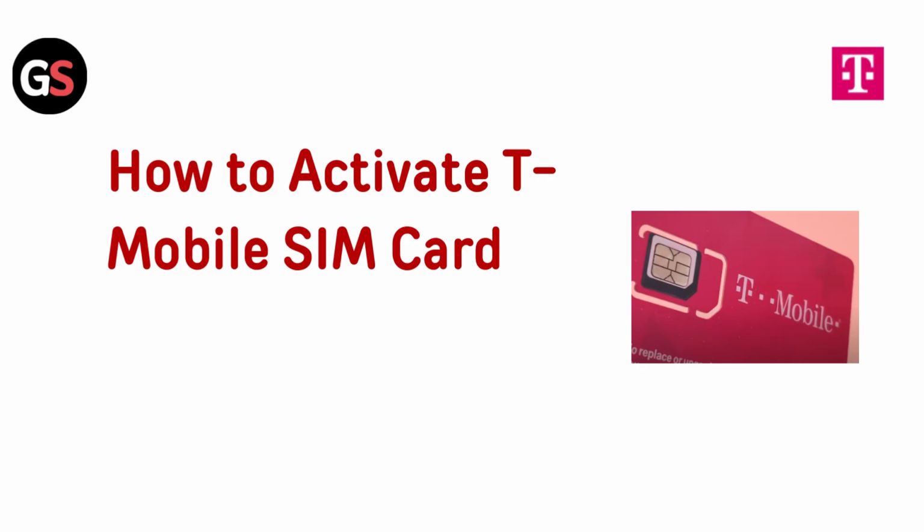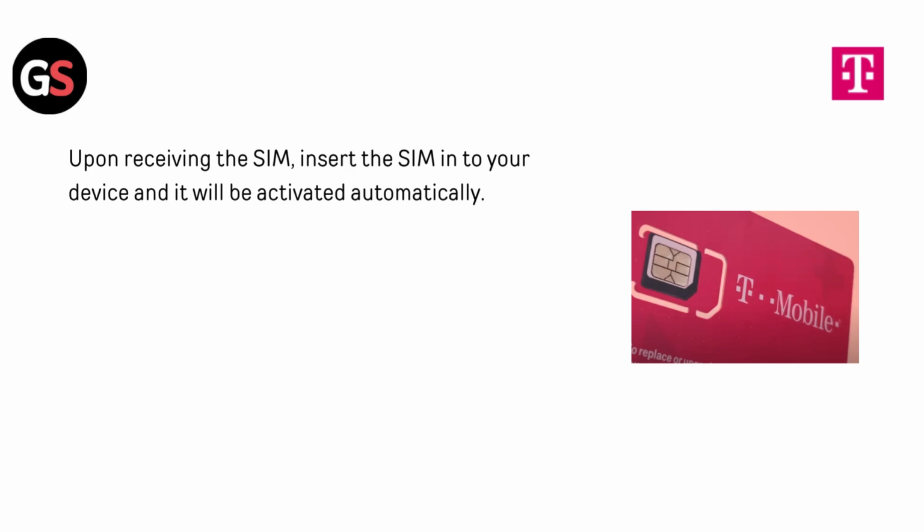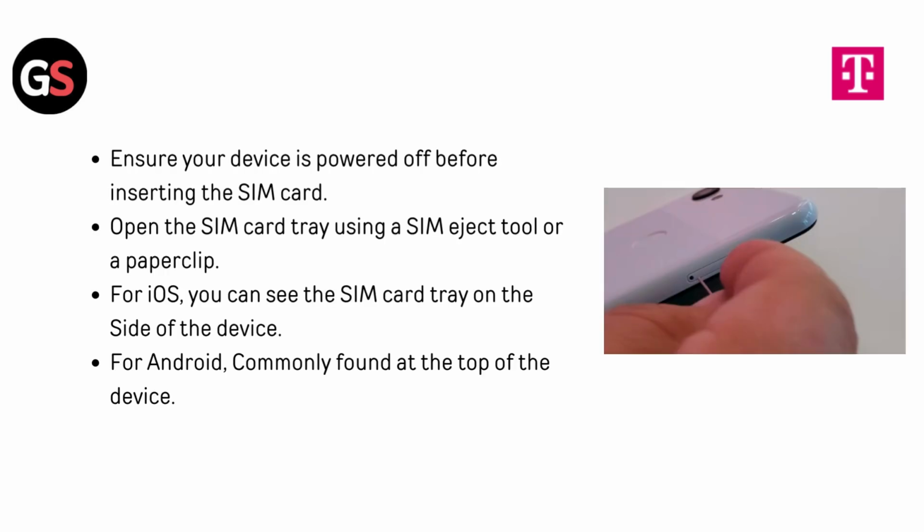How to activate T-Mobile SIM card. Upon receiving the SIM, insert the SIM into your device and it will be activated automatically. Ensure your device is powered off before inserting the SIM card. Open the SIM card tray using a SIM eject tool or a paper clip.